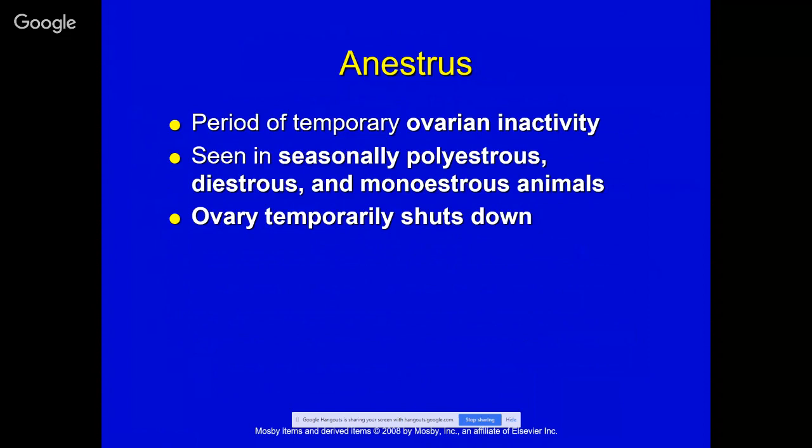Anestrus is the period of temporary ovarian inactivity that's seen in seasonally polyestrus, diestrus, and monoestrus animals. The ovary temporarily shuts down. So for these animals, if we don't get them bred during this certain period, then we're going to have to wait until next time.